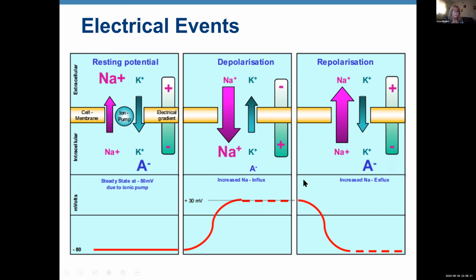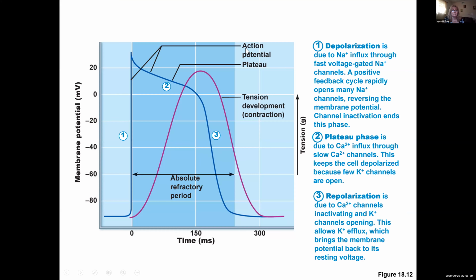Remember this part is intracellular. So when we're moving towards zero and positive inside a cell, this is depolarization. And when we're moving back to the resting membrane potential, this will be repolarization. Now if we record those events on a graph, specifically for cardiac cells, it's going to look a little bit different compared with neurons.